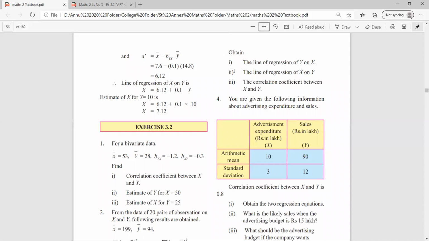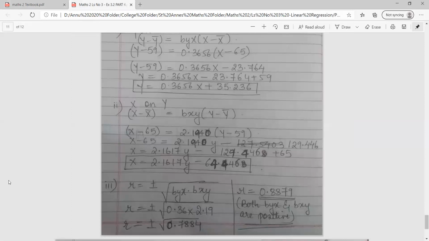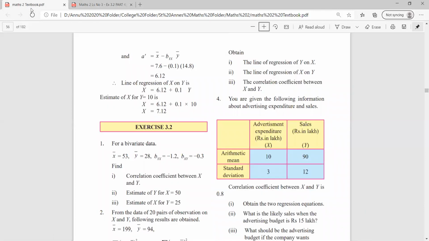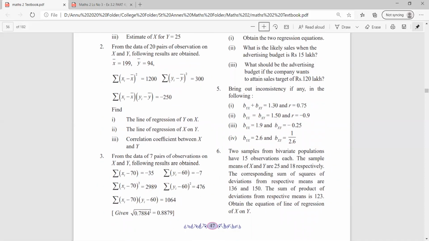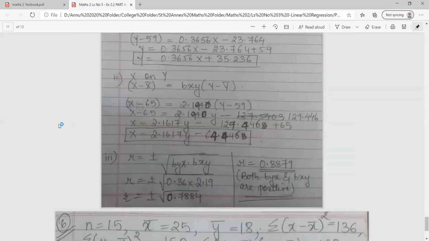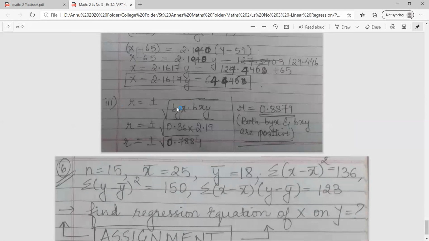As you can see, the first two questions we have already found out. The correlation coefficient, that is small r over here. And one more thing which you have noticed is they have already given you the value of the decimal. So here it's better if you multiply both the decimal rather than the fraction. So r is equal to plus minus root of byx into bxy. So plus minus root of 0.36 into 2.19 gives me 0.7884, the value of which is given to be 0.8879. Now the sign is positive because both byx and bxy are positive over here.